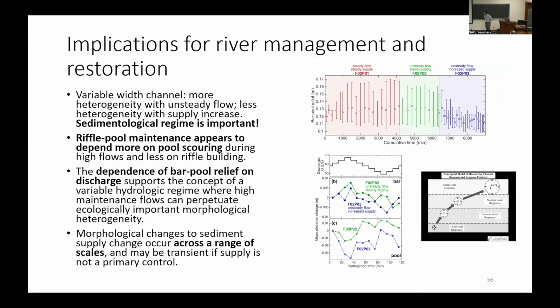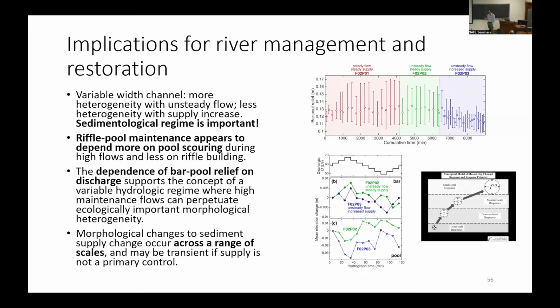And I think this is my last slide. So there are some implications here that I'd just like to think about at the end as we close. First is that the sedimentological regime is important. I think this comes out from our variable width channel results, where we see that the topographic heterogeneity associated with unsteady flow, and reducing that heterogeneity with a sediment supply increase, is an important mechanism for river beds to respond to disturbance.